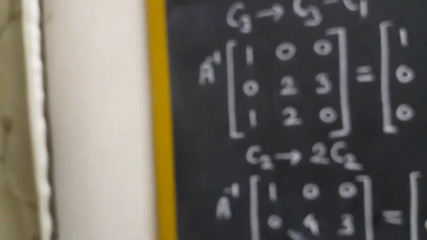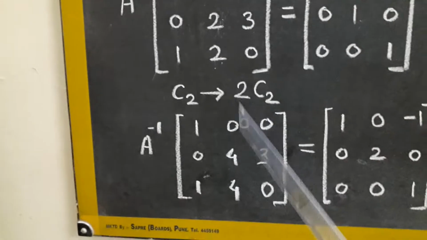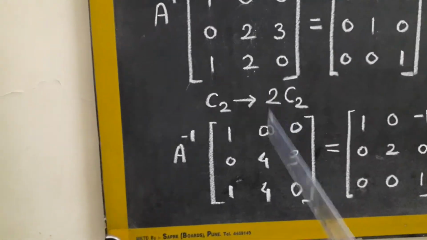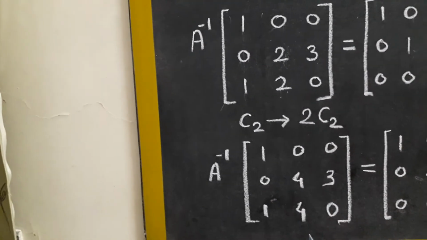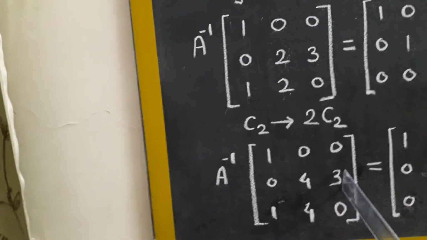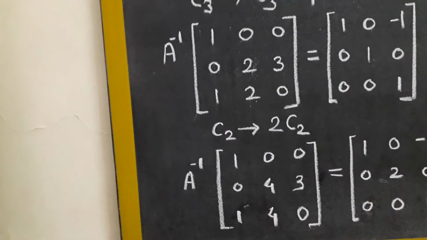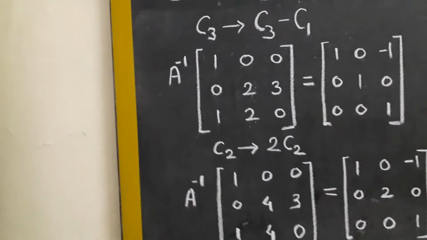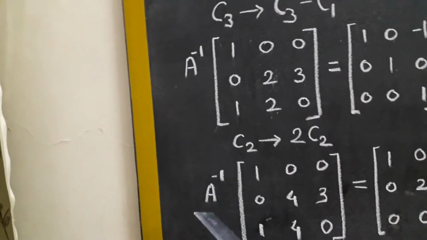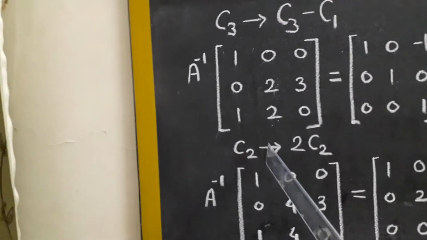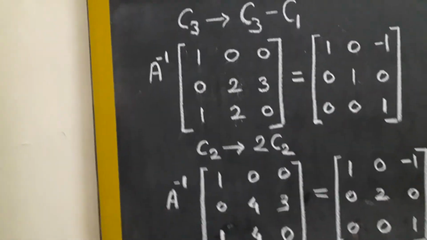Now to get 1 over here in this place, I have to change C2, and C2 I have to change using C3 and not C1. Why? Because we have completed the first row, and so to complete the second row we will avoid using C1.